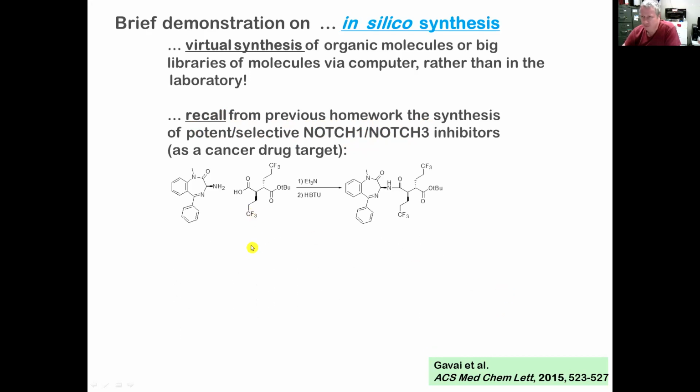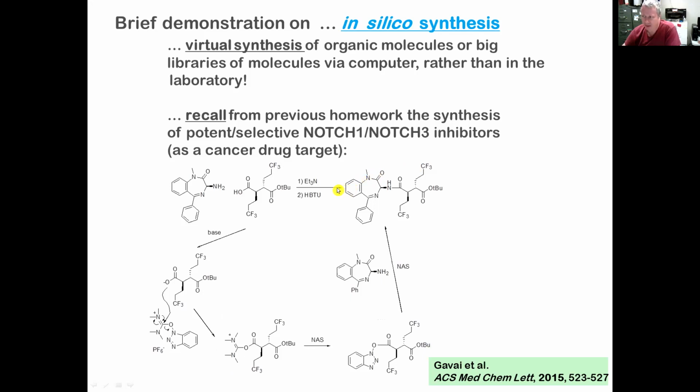Remember this reaction? It starts with the amine on the left, carboxylic acid on the right. We used Et3N, triethylamine, and HBTU as a coupling sequence to create the amide, right? The mechanism is really simple for all of these reactions. Base takes the proton off the carboxylic acid, makes it carboxylate, which attacks HBTU and creates leaving group number one. Then it happens again to create leaving group number two. And then the amine attacks the carbon and kicks off HOBt to create the amide.